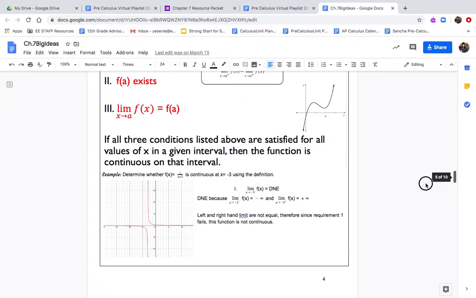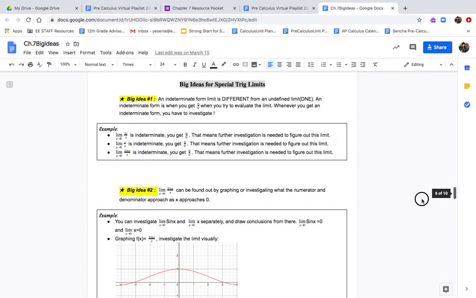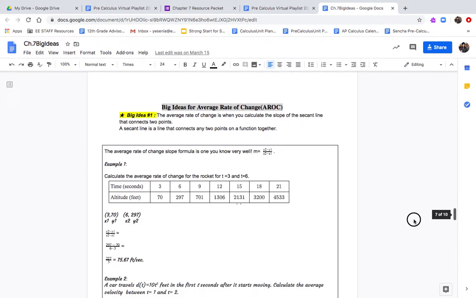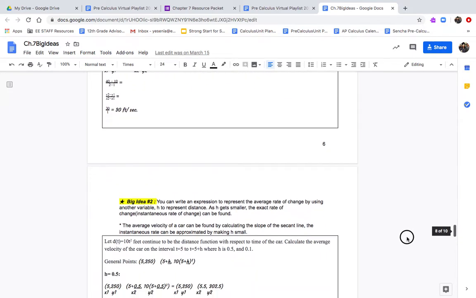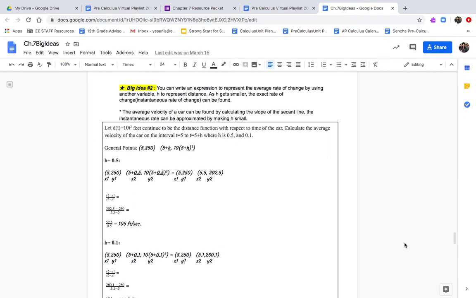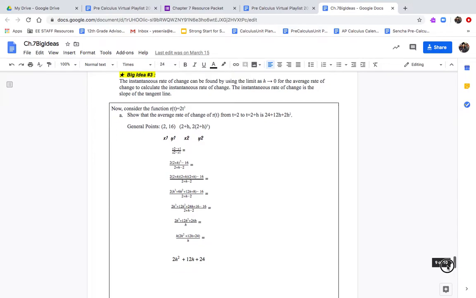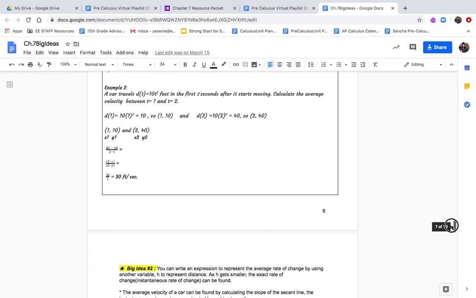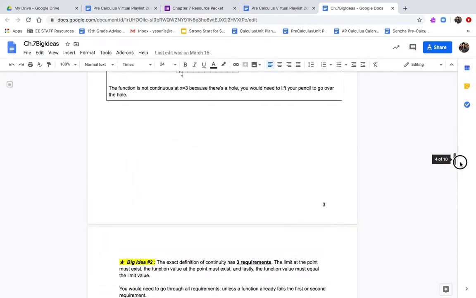We talked about the conditions of continuity. There's some on special trig limits. And then it jumps into what we did before the break, which was average rate of change. A lot of big ideas with average rate of change, where we had the h being smaller, and here you have example problems. So this big ideas packet is going to be super useful for when our project and artifact comes up. So that's why I want to have you engage with it.